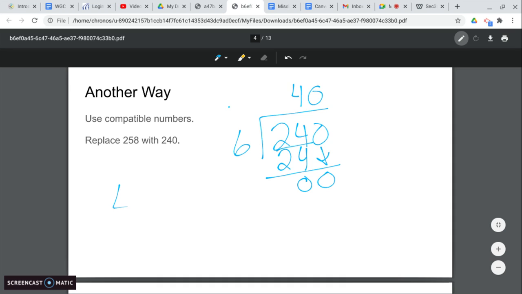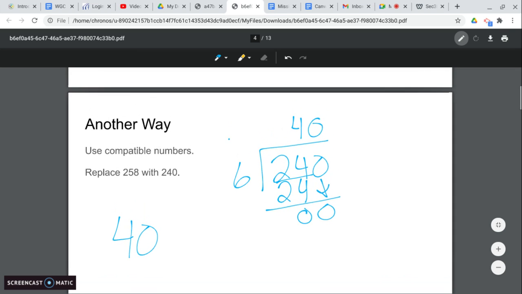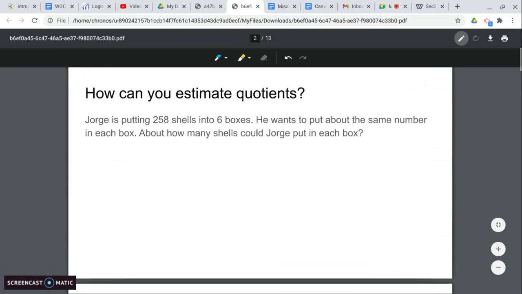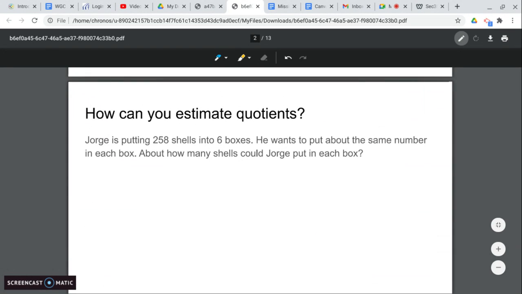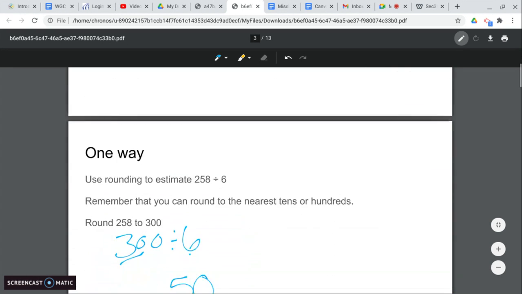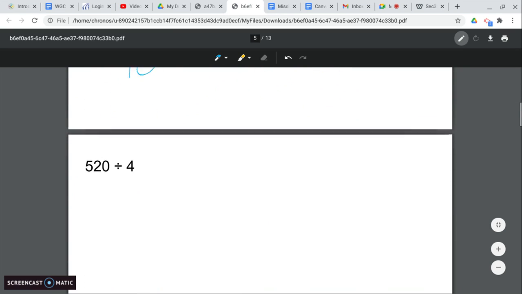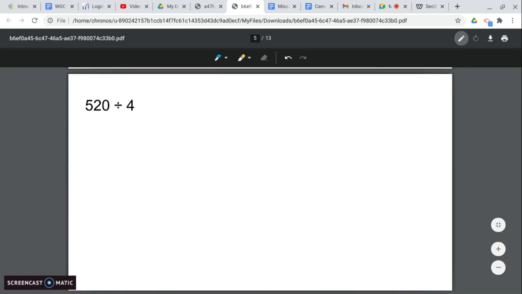So it's 40. So our answer, the actual answer, is going to be somewhere between our 40 and 50 for this. So we have the two different possible answers here for how many shells could go in each box. It's going to be somewhere between the 40 and 50, depending on how we choose to estimate it.